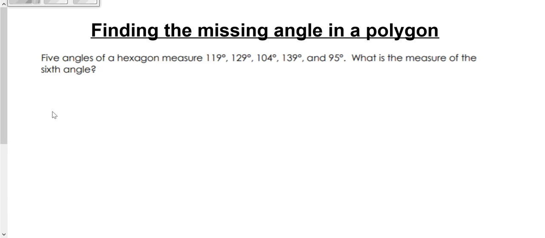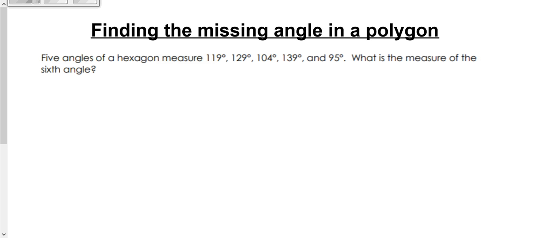All right, so today we're going to be finding several things using the polygon angle sum theorem. First, we're going to find the missing angle in a polygon. In this example, 5 angles of a polygon measure 119 degrees, 129 degrees, 104 degrees, 139 degrees, and 95 degrees. What is the measure of the sixth angle?